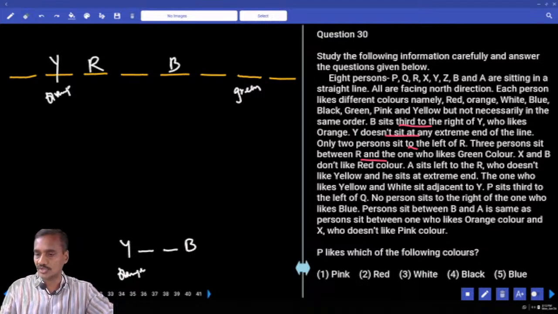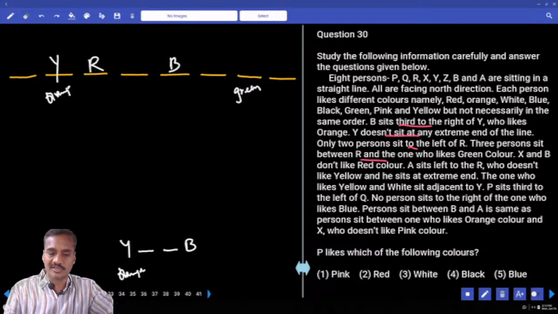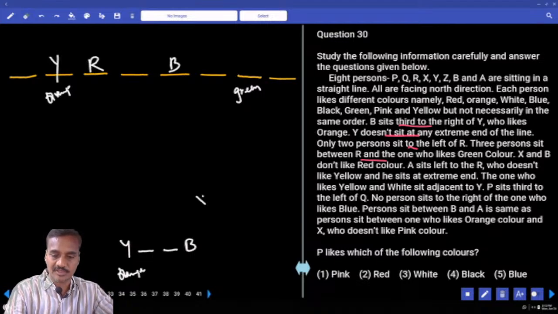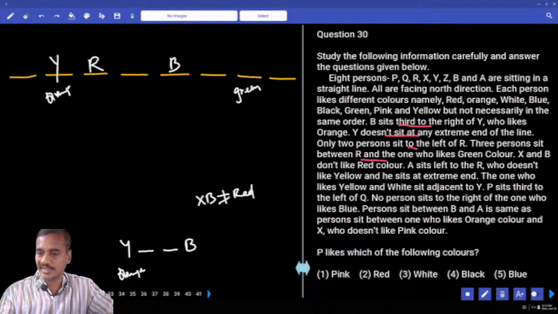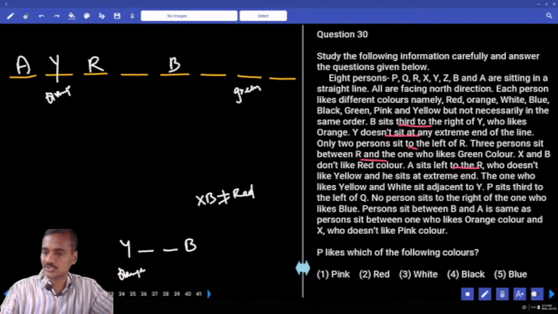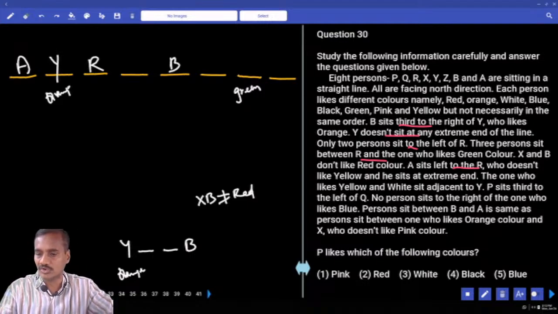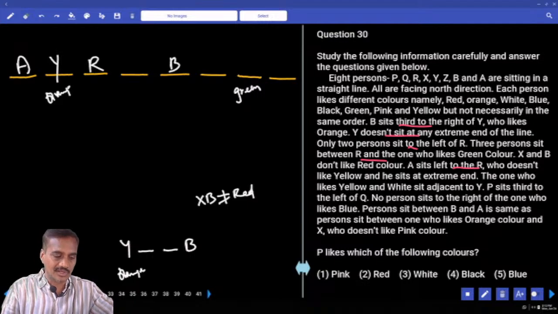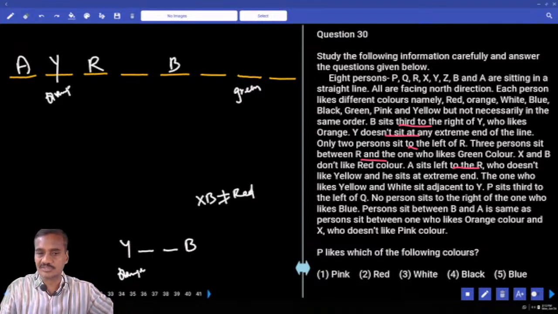Then we are left with only one. X and B do not like green color. Now X and B do not like red color. And A sits to the left of R. And A must be at the first place. R does not like yellow. And who sits at the extreme here?